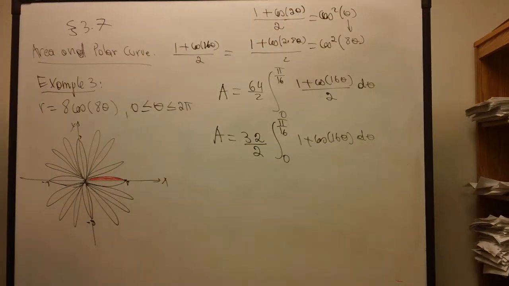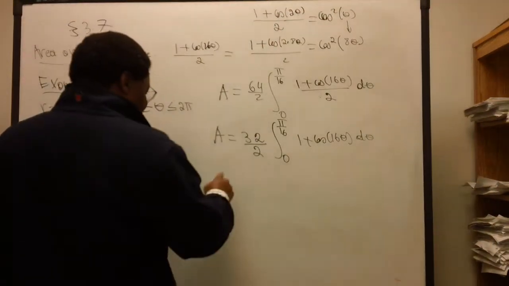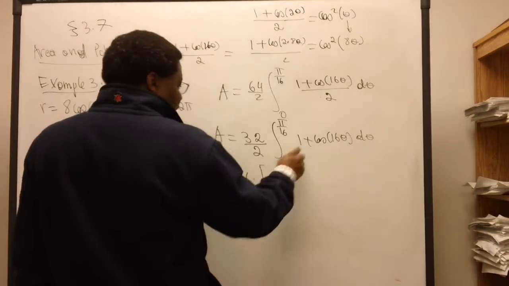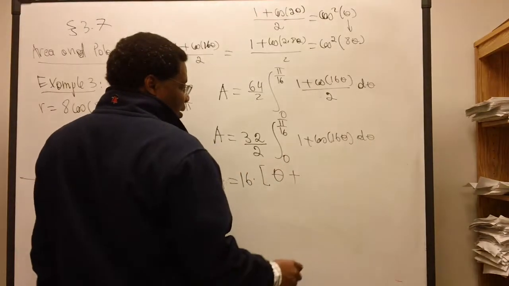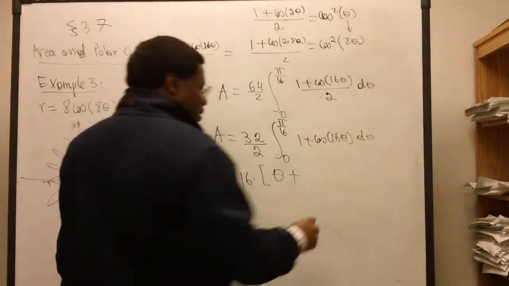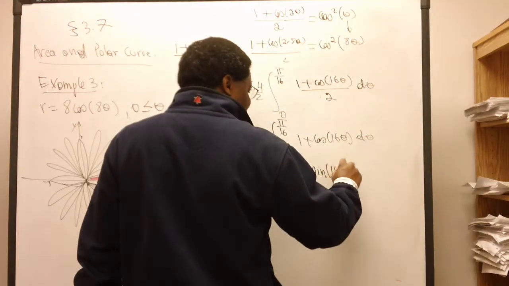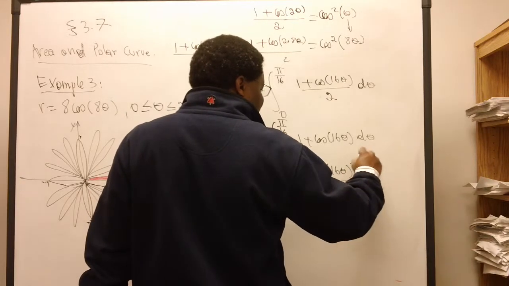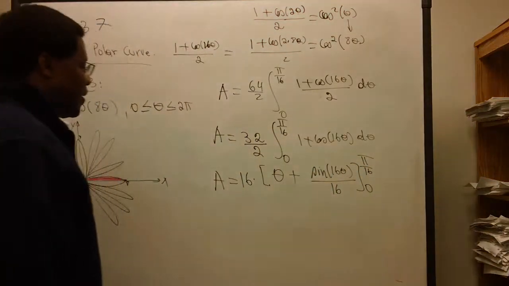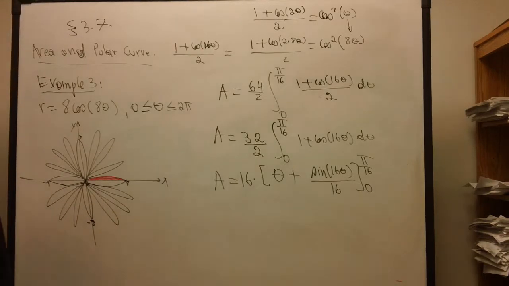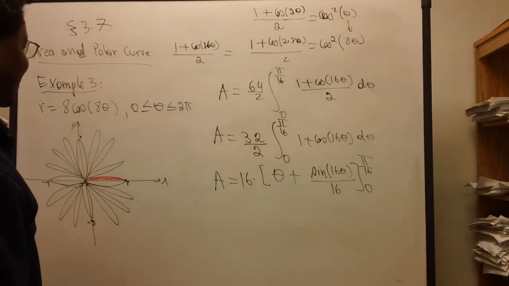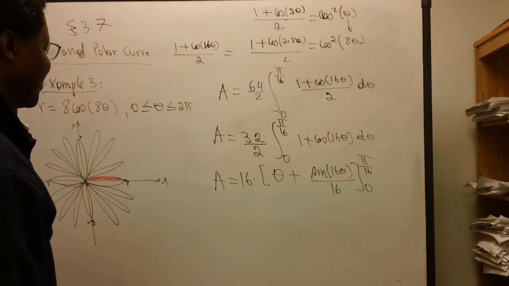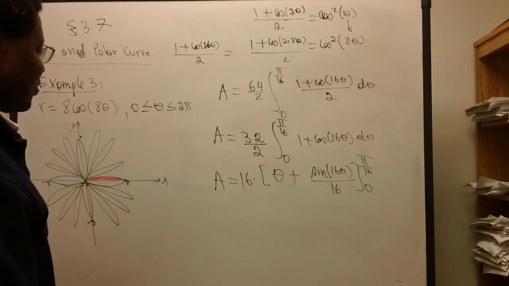Okay, so now we can integrate. So we get A equals 16 times the integral of 1, which is theta, plus the integral of cosine, which is sine, and then divide by 16. And this is from 0 to pi over 16. So this will give us the area of half of a leaf. So let's see, what will that be?